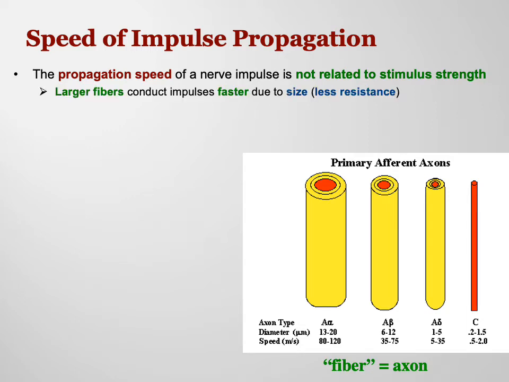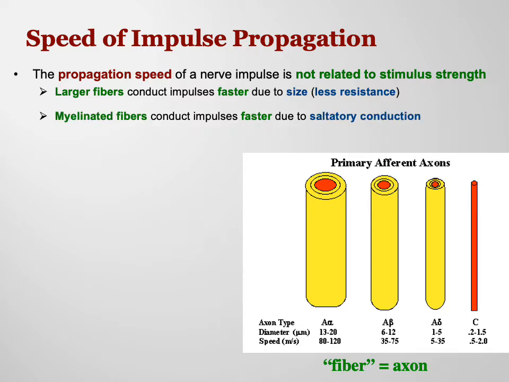Instead, it has to do with the diameter. So larger fibers, larger in diameter, conduct impulses faster due to their size. There's less resistance. Think of it this way. Think of these axons as like big pipes. If it's a big wide pipe, then it's easier for water to flow through. If it's a very narrow pipe, it's harder for water to flow through. So that's why large diameter axons carry faster impulses than narrow diameter.